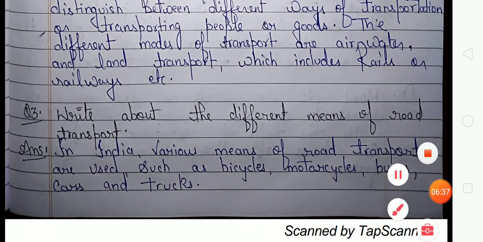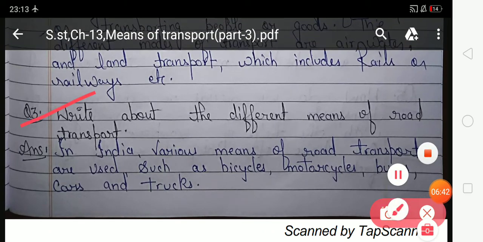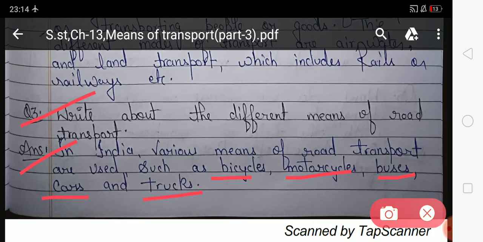Look at the next question, that is question number 3. Write about the different means of road transport. Student, in this question you have to write about the different means of road transport. Your answer is, in India various means of road transport are used such as bicycle, motorcycle, buses, cars and trucks are the means of road transport.